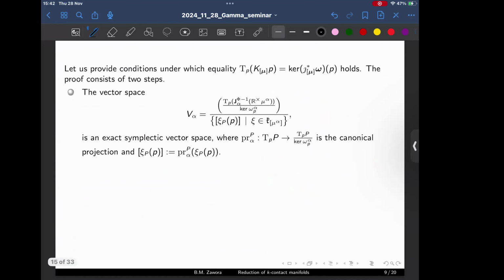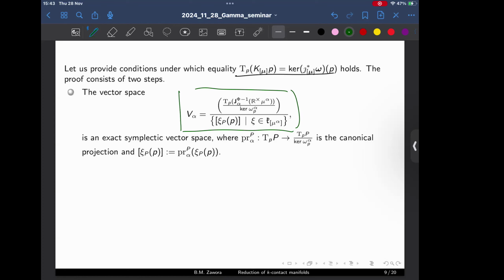Okay, and the proof to show this consists of two steps. First step is to show that V_α, the vector space defined as this, is an exact symplectic vector space, where the projection P_α is a projection from T_pP to T_pP without the kernel of ω_α. We just remove the kernel of ω_α at p.